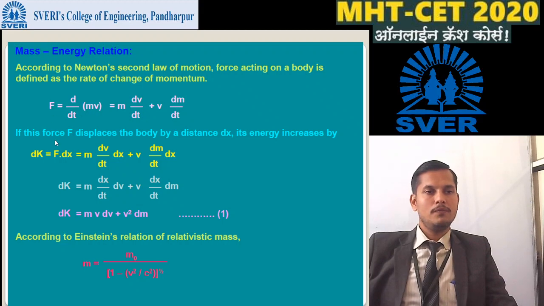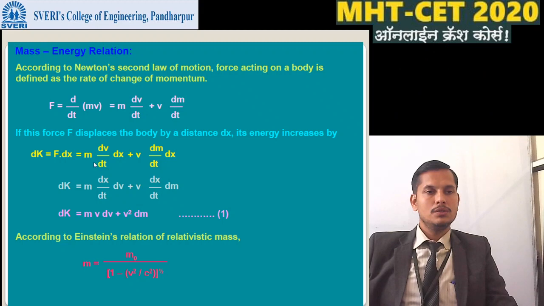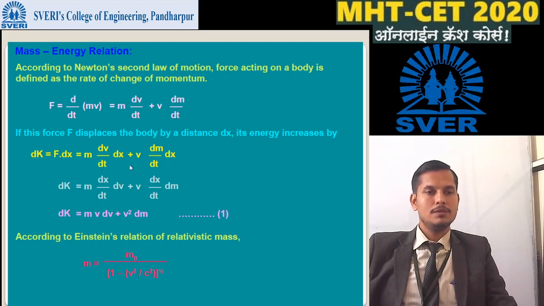So put the value of F in this next equation. What are we getting? m into dv by dt into dx plus v into dm by dt into dx. So we are adjusting the terms. We are writing this dK as m into dx by dt into dv plus v into dx by dt into dm. As we know, dx by dt is nothing but v. So we write this equation further as dK is equal to mv dv plus v into, once again v, that is v square dm. So this is the change in kinetic energy, that is mv dv plus v square dm.